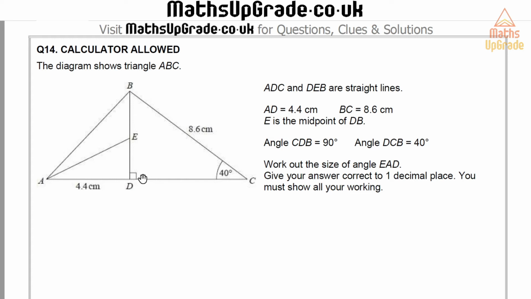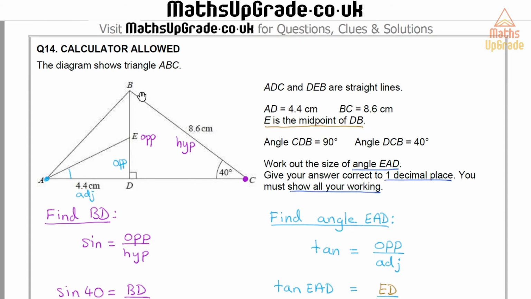After I've found BD, I'm going to find the length of ED, since ED is just half of BD, it's the midpoint here. Then once I've found ED, I can find the angle EAD, since I would have got this side here, and I know this side, and this is another right angle triangle. So let's do that now.